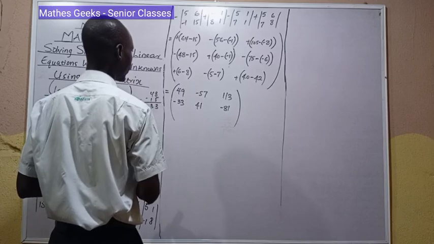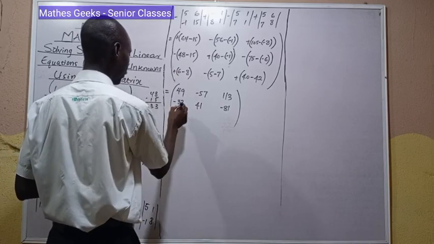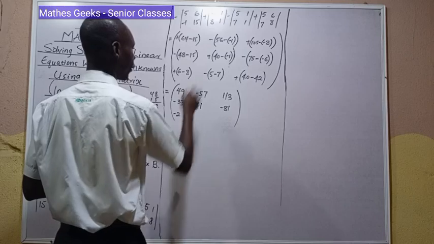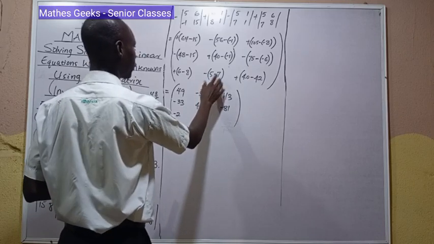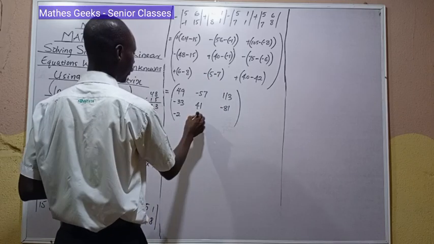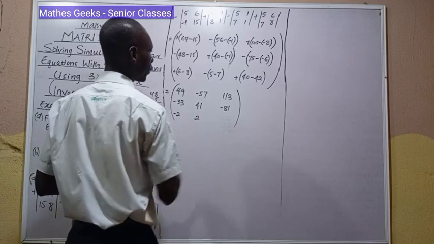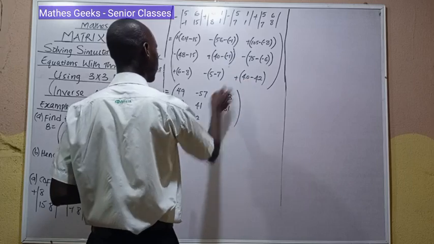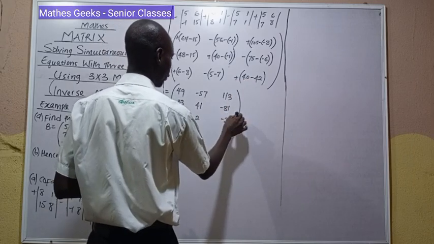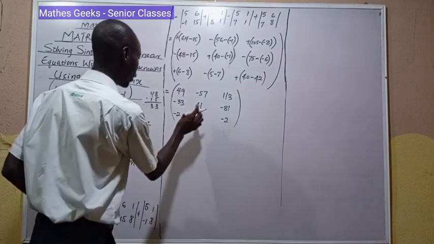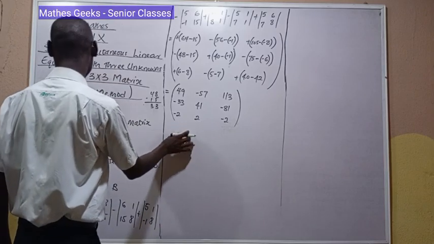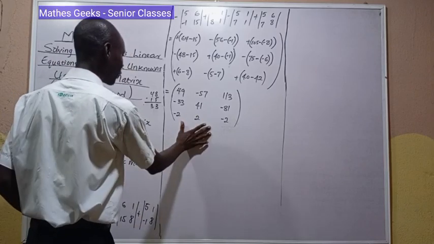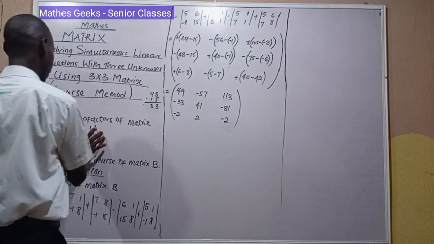6 minus 8 will give us minus 2. Minus 2 times plus 1, minus 2. 5 minus 7 is minus 2. Minus 2 times minus will give us 2. And 40 minus 2 is minus 2. Minus 2 times plus 1 is minus 2. And this is the matrix formed by the cofactors of matrix B.